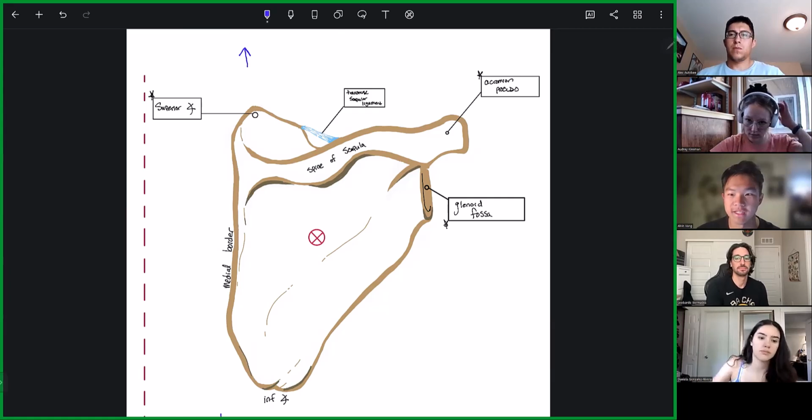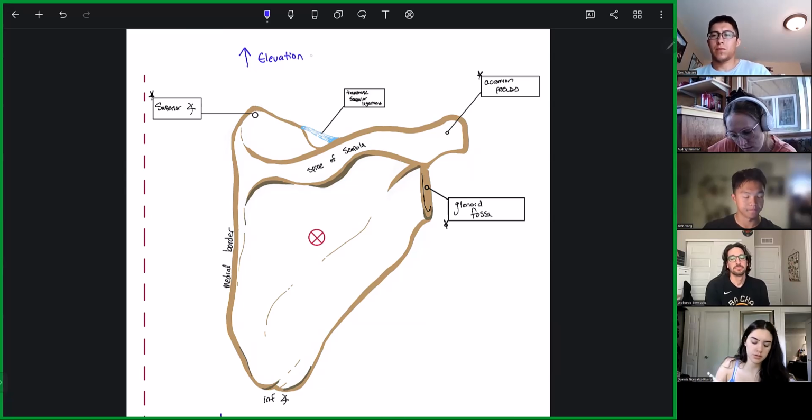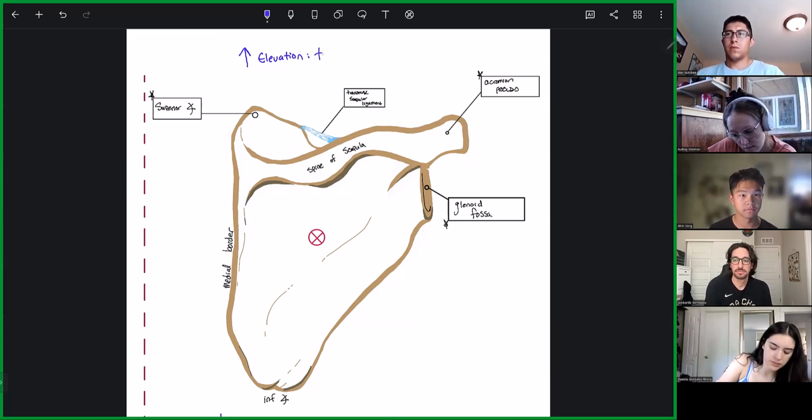Would trapezius be one of them? Yeah, trapezius partially does this. So this will be elevation, moving and shifting that scapula up. Elevation can be partially contributed by the trapezius. Audrey, could you name me another muscle that does elevation?